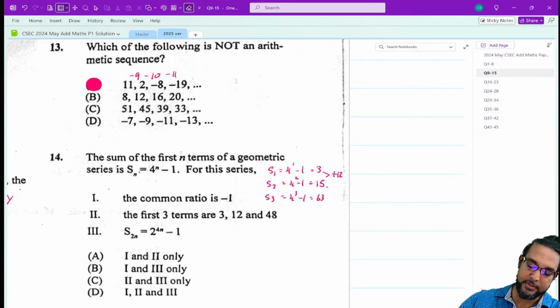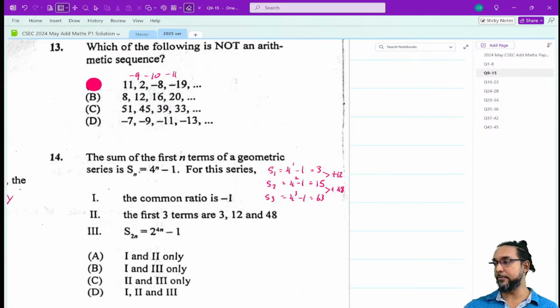And to go from 15 to 63, you have to add 48. So 48 is the third term. Alright? So right away we know that option 2, the first 3 terms are 3, 12, and 48. Yes. Item 1, the common ratio is minus 1. Nope. To go from 3 to 12, you multiply by 4. And to go from 12 to 48, they also multiply by 4.